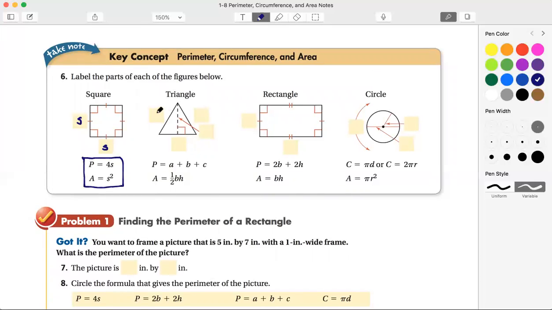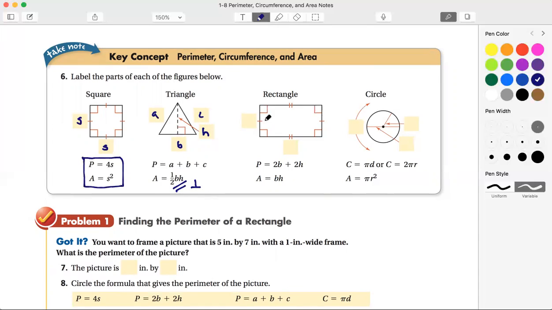All right, in a triangle, we usually call the sides A, B, and C. And then the thing that's perpendicular to one of the sides is called the height. So the perimeter will be the sum of the three sides, and the area will be 1/2 the base times the height. And very important, the base and the height have to be perpendicular to one another.